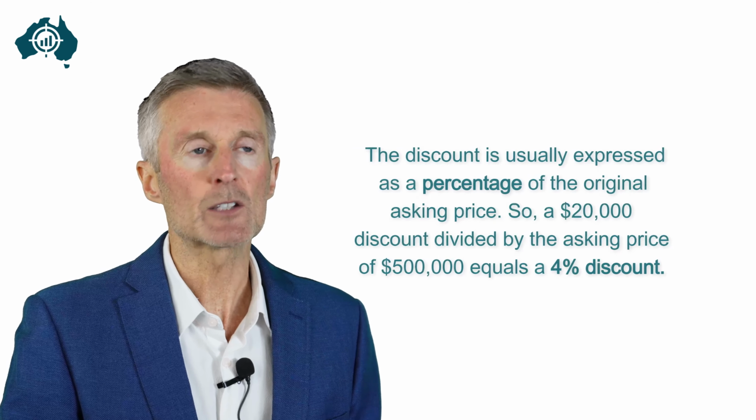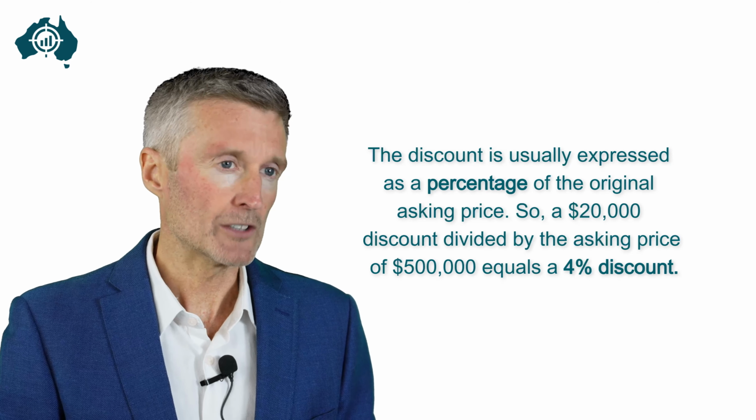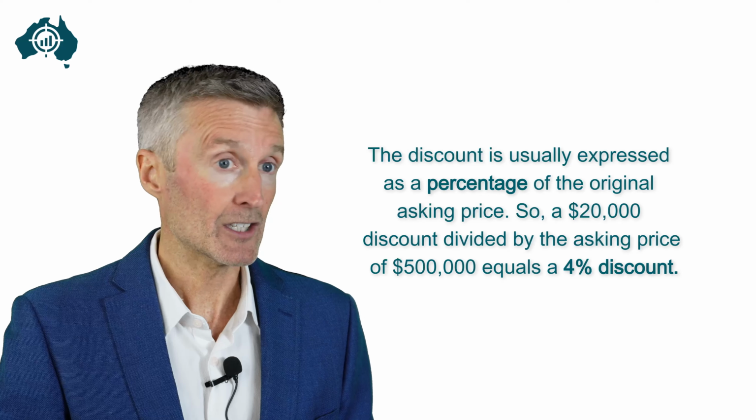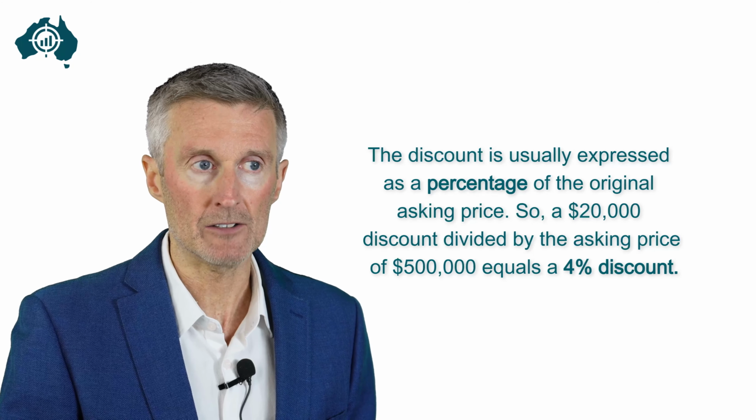If a seller is struggling to get a willing buyer for their property, they'll often consider a lower sale price. A lower sale price may make the property attractive enough to get a buyer across the line. The discount is usually expressed as a percentage of the original asking price. So a $20,000 discount divided by the asking price of, say, $500,000 equals a 4% discount.